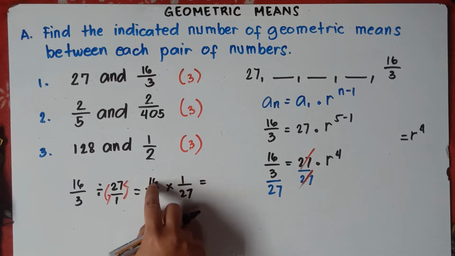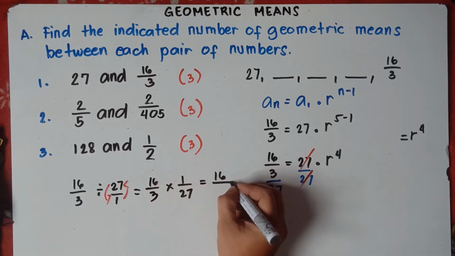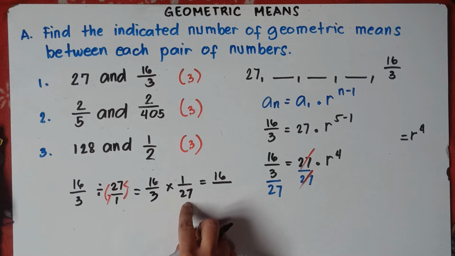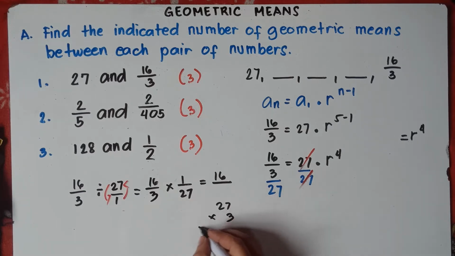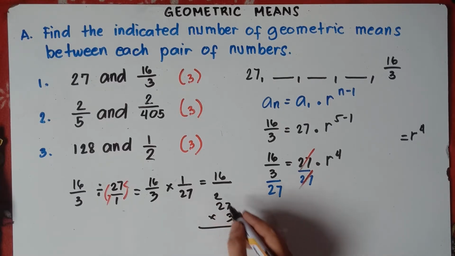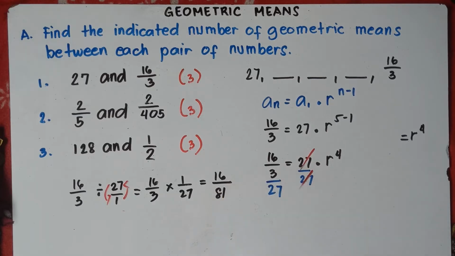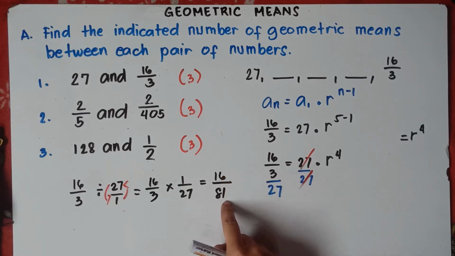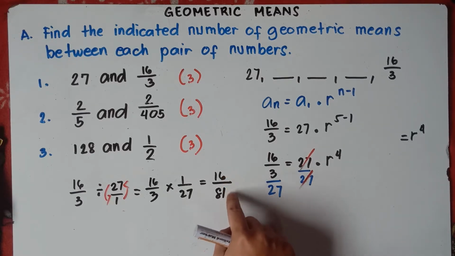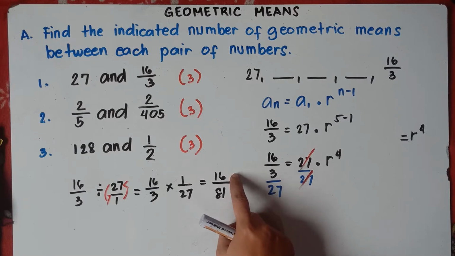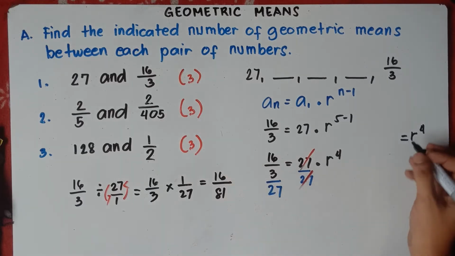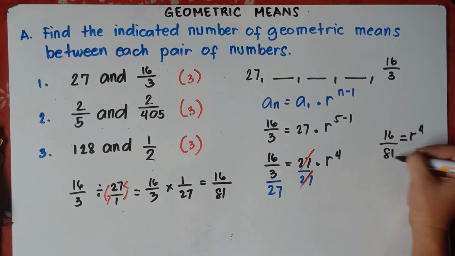So just simply multiply. 16 times 1 is 16. Then 3 times 27: 3 times 7 is 21, 1 carry 2, 3 times 2 is 6, plus 2 is 8, so 81. Alright, check if we can reduce. Nope, we cannot. We can divide 16 by 2, but 81 cannot be divided by 2. We can divide 81 by 3, but we cannot divide 16 by 3. So therefore, the final fraction is 16 over 81.